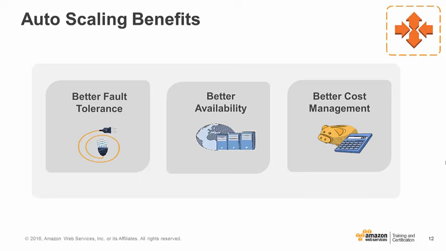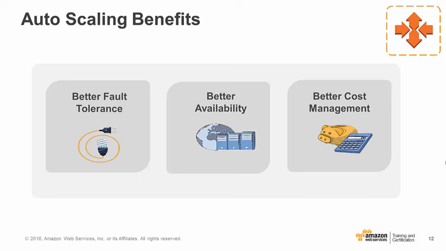When you use auto-scaling, your applications gain the following benefits. First, they have better fault tolerance. Auto-scaling can detect when an instance is unhealthy, terminate it, and launch an instance to replace it. You can also configure auto-scaling to use multiple availability zones. If one availability zone becomes unavailable, auto-scaling can launch instances in another one to compensate.